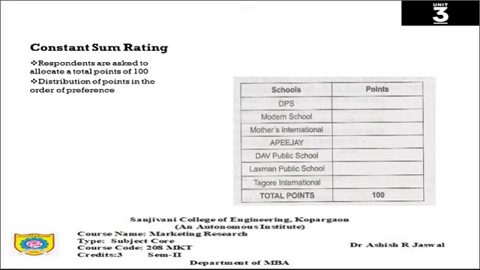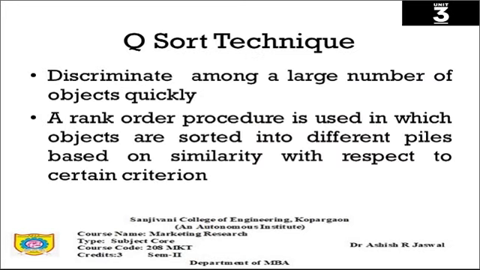The last technique we would like to understand is called the Q-sort technique. Here there is a very large number of objects and we need to discriminate between these objects quickly. So what I do is follow a rank order procedure in which objects are sorted into different piles based on similarity with respect to certain criteria. Like if you have 60 students, some of the students opt for marketing, finance, HR. Here, three piles have been created with preference towards a particular specialization. That is an example of the Q-sort technique.